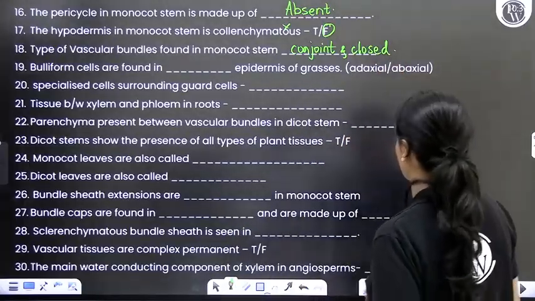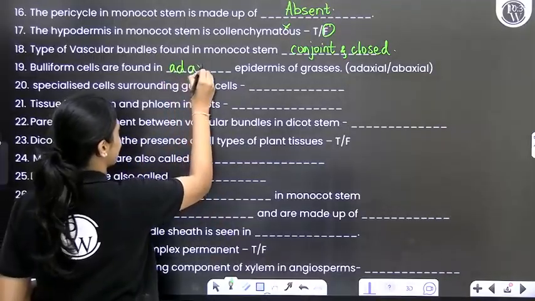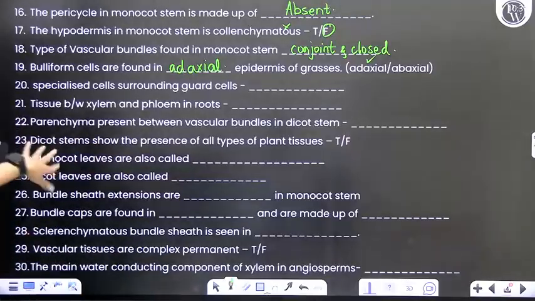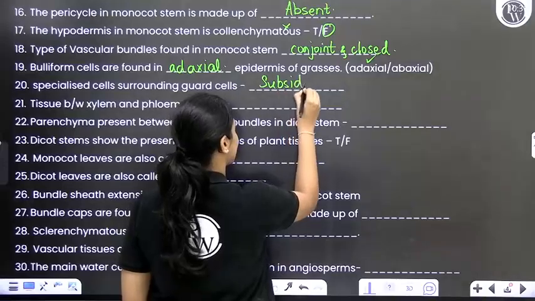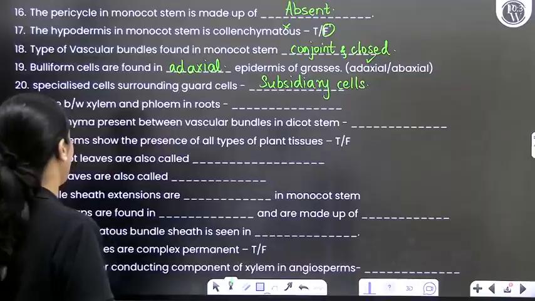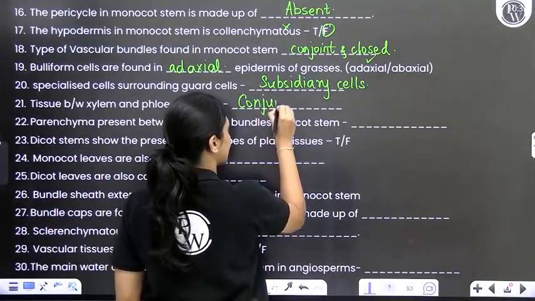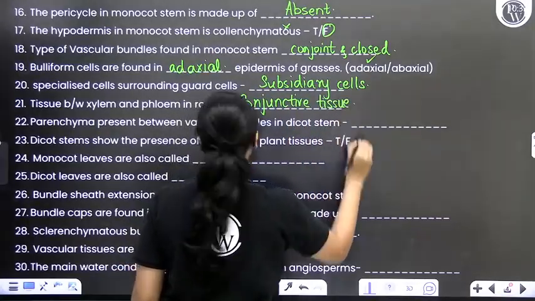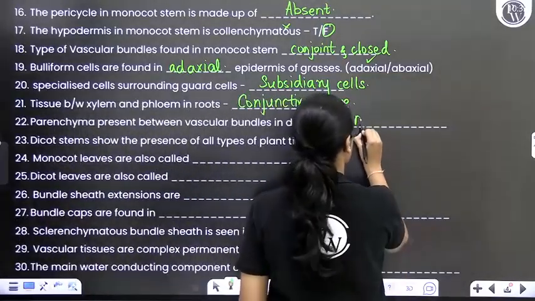Bulliform cells are found in the adaxial epidermis. Sorry, I'm coughing today. Specialized cells surrounding guard cells are called subsidiary cells. Tissue between xylem and phloem in roots is called conjunctive tissue. It's parenchymatous. Okay. Parenchyma present between vascular bundles in a dicot stem is medullary rays.